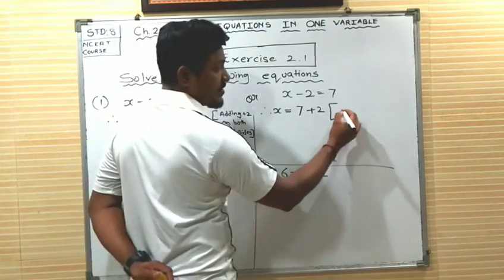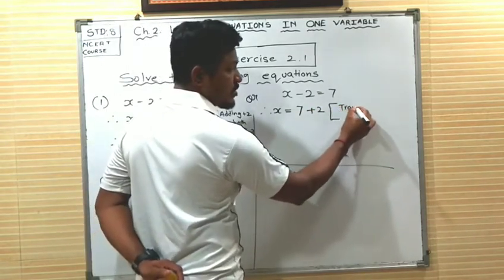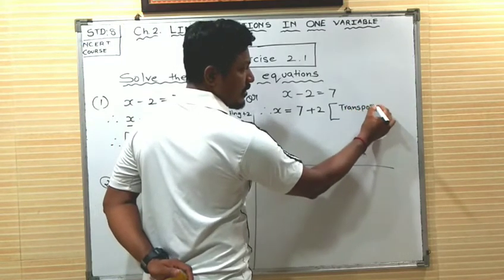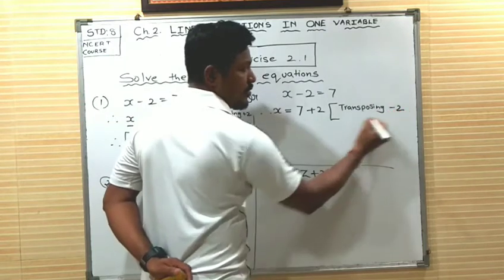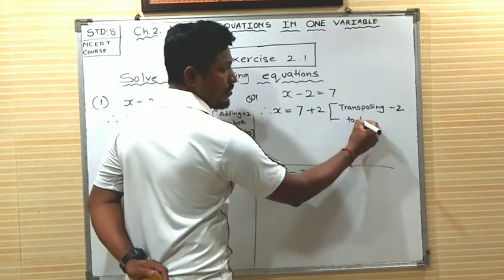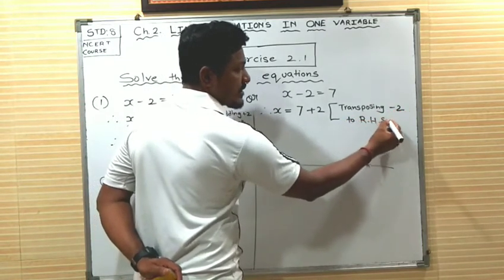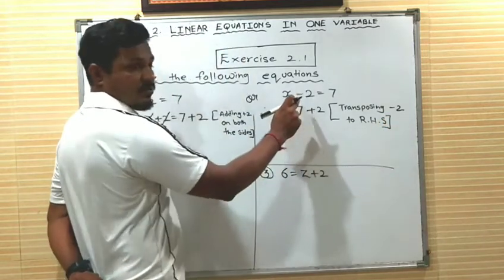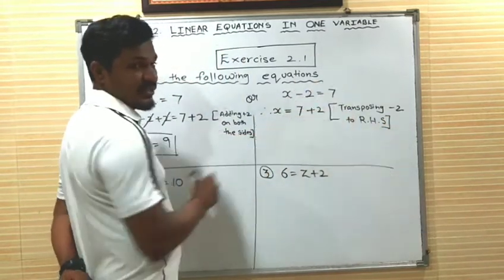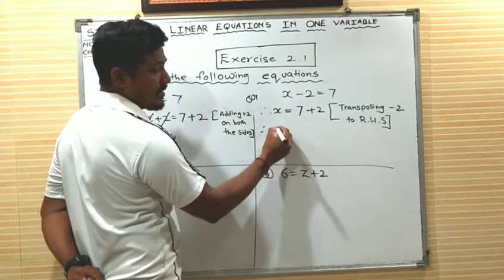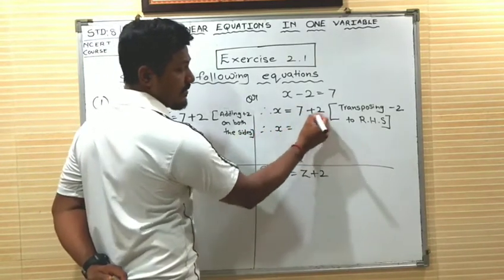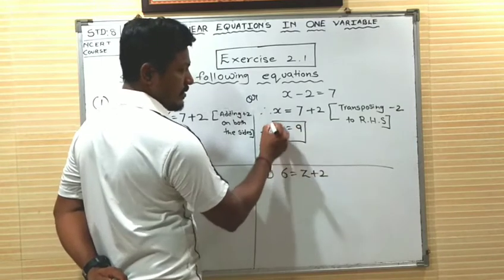In bracket you have to write statement: transposing this negative 2 to RHS. We are transposing 2 on RHS, right hand side. So now you will easily get the value of x, that is 7 plus 2, 9. See.